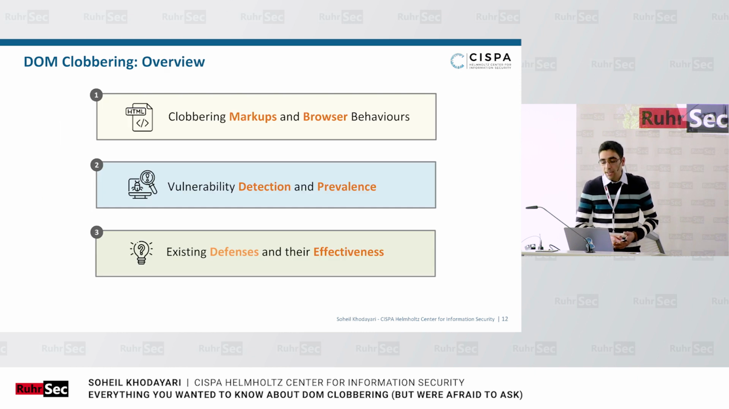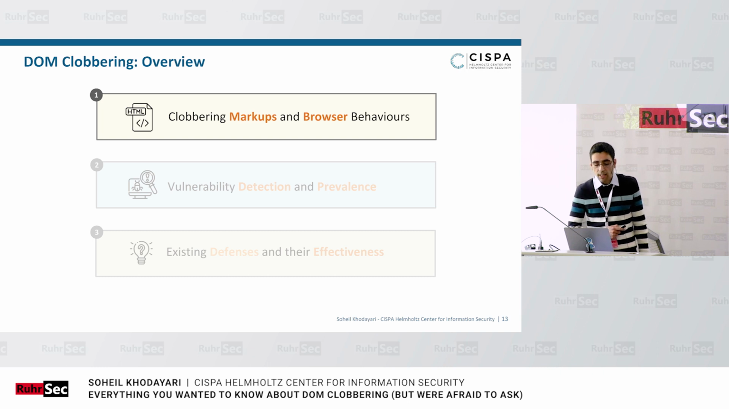OK, so now that we have the necessary background on DOM clobbering, let's dive into the details. In this talk, we'll go over clobbering markups and browser behaviors on DOM clobbering, vulnerability detection and prevalence, so how to actually automatically detect these vulnerabilities, and how prevalent DOM clobbering vulnerabilities are in the wild. In turn, we'll have a look at existing countermeasures and how effective they are against DOM clobbering.